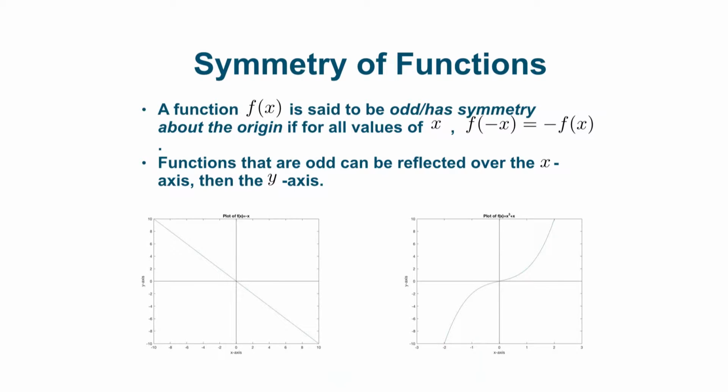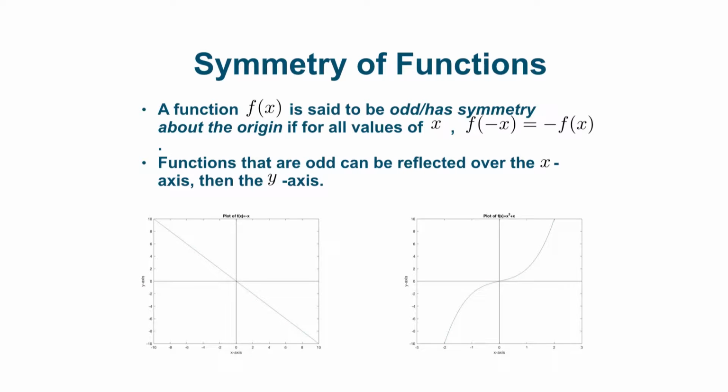The second type of symmetry you ought to know for the CLEP exam is what's called odd symmetry. I think this one's a little bit trickier to understand. Instead of just reflecting over the y-axis, I'm going to do a double reflection. First, I reflect over the y-axis and then the x-axis. So let's look at some pictures here. On the left, I have the plot f of x equals minus x. So to illustrate the type of symmetry I'm interested in here, first I reflect over the y-axis. And then over the x-axis.